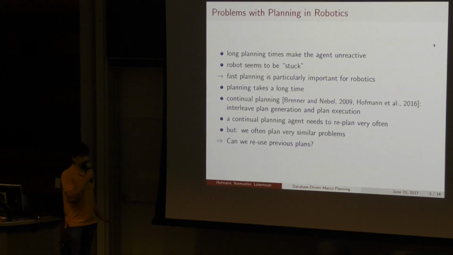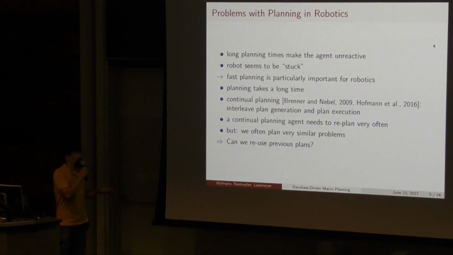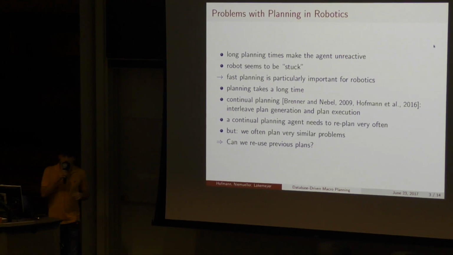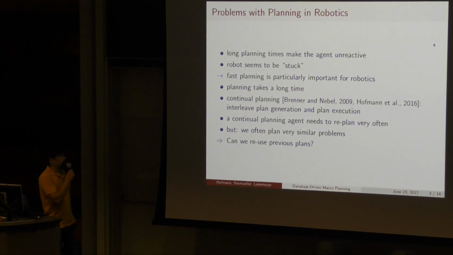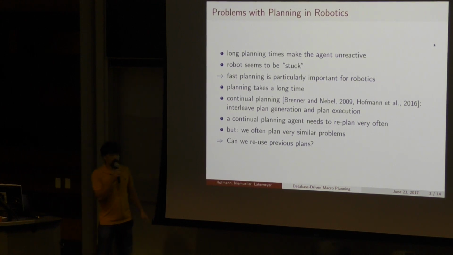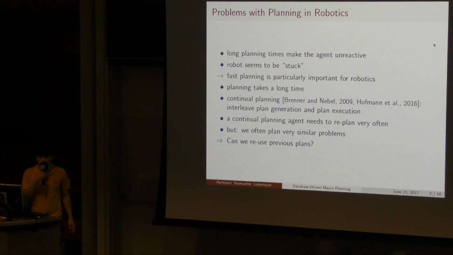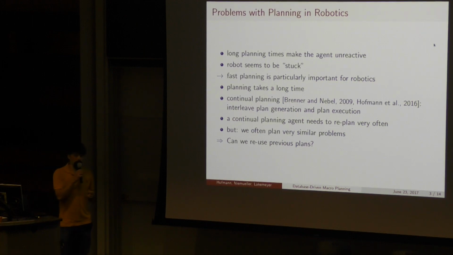The problem is that planning often takes a long time, and if you use approaches like continual planning, where we interleave plan generation and plan execution, the agent actually has to plan very often, which makes the whole situation even worse. But on the good side, if we look at continual planning, we see that very often we plan very similar problems or even the same problem over and over again. So the question that arises here is, can we reuse previous plans to speed up further planning runs?